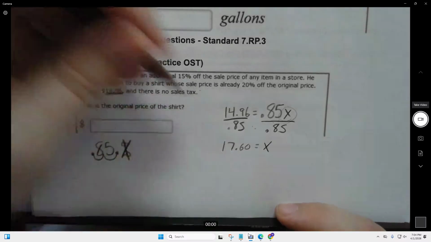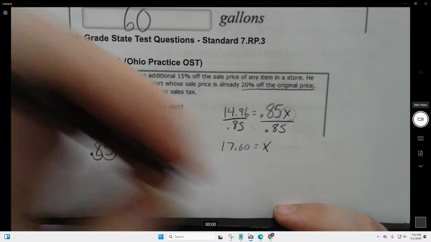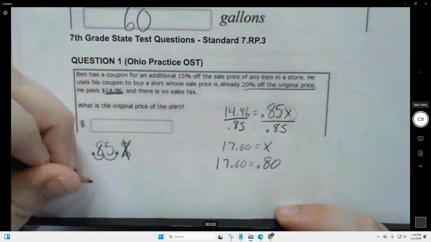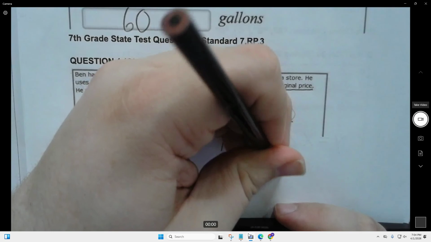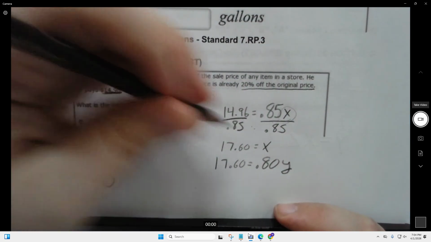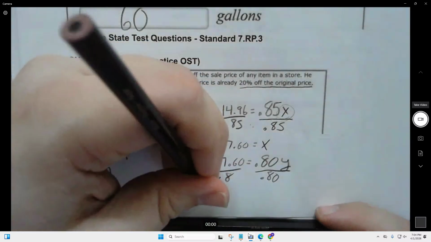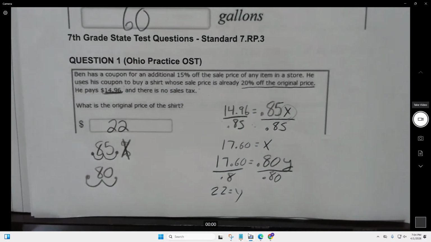Now you have to remember that 17.6 was 20% off the original price. So this 17.6 is 80%, again, 80, move the decimal place over twice, of the original price. This time we'll call it Y. To find the original price, we have to divide both sides by 0.8. 17.6 divided by 0.8 is 22. So that means the original, for real, price was $22.